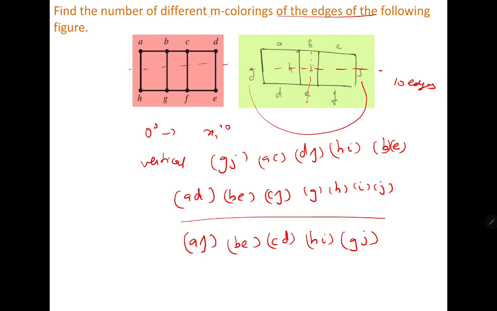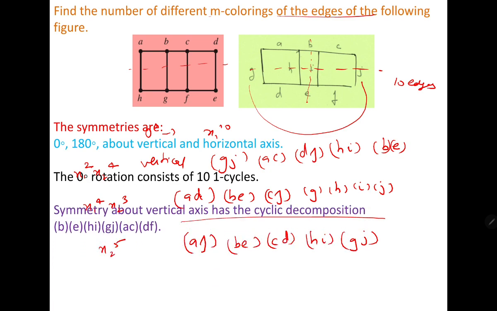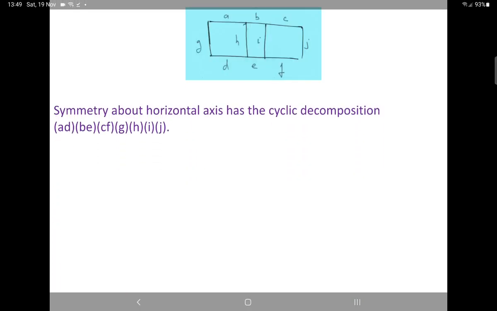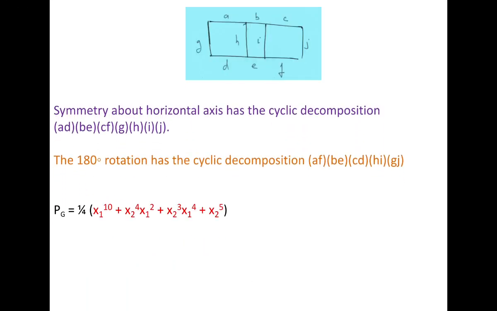So now you can see the observation. This is x1 squared and x2 raised to the power 4. This is x1 raised to the power 4 and x2 cubed, and this is x2 raised to the power 5. So add them and divide by 10 gives you the required cycle index, and from there you can compute the M colorings.